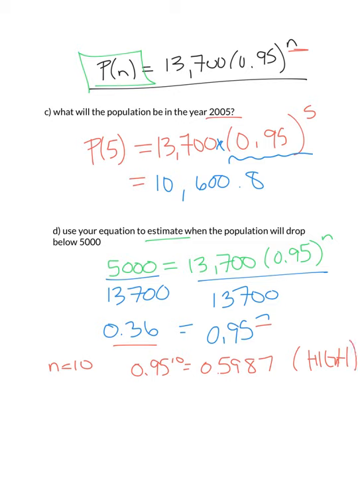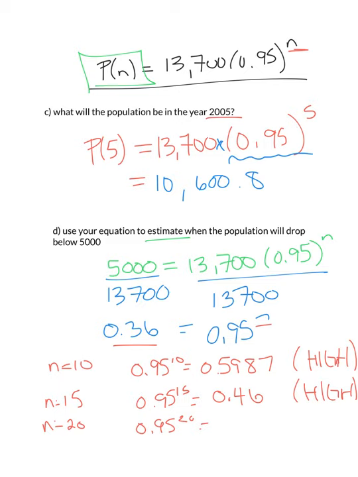This means that my population is still too high. I'm not even close to that 5,000. I'm going to try 15. So 0.95 to the power of 15, and I'm going to get 0.46. Now this is better, but it's still too high. I'm going to try 20. So 0.95 to the power 20, and I'm going to get 0.358. This is super close.